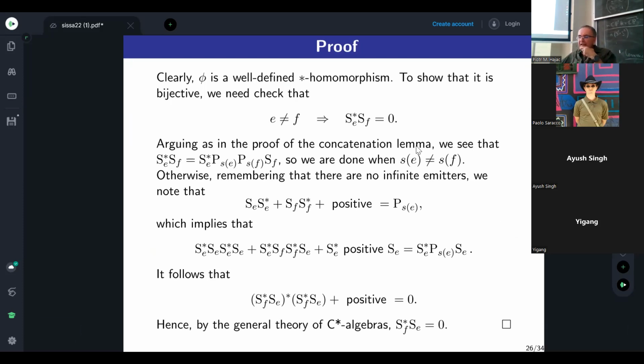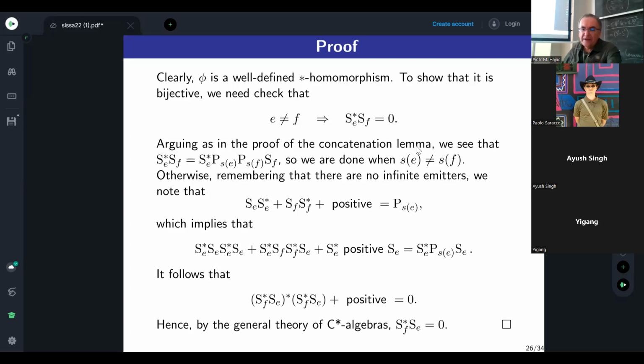Now, arguing as in the proof of the concatenation lemma, we first see that if you write SF, you can multiply it from the left by PSF without changing it. So PSF SF is SF, and PSE SE is SE. I wrote it on the right because you remember PSE is self-adjoint by assumption. So SE star PSE is the same as (PSE SE) star. But I still have to prove this path algebraic property.